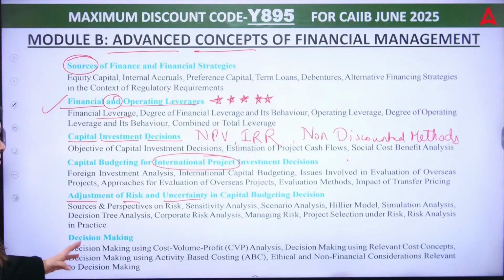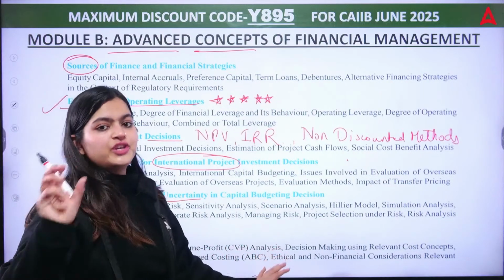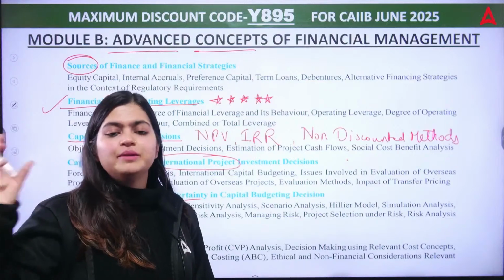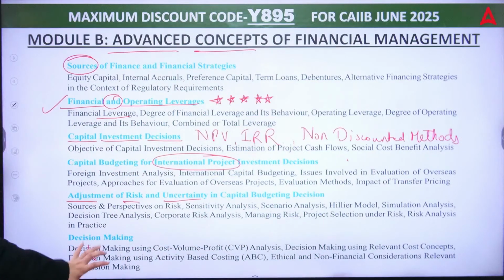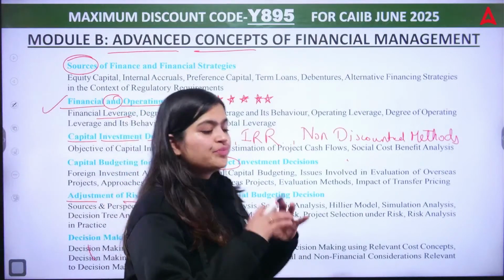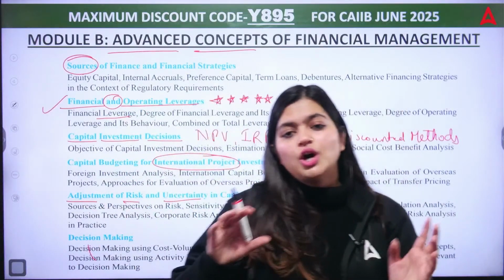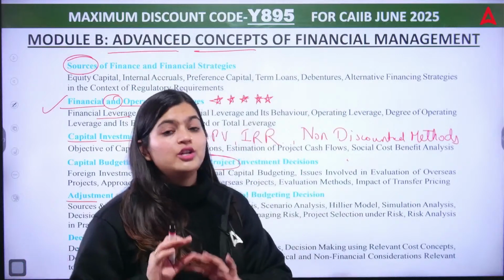Then last is decision making. This is again related to your JIB module D. In that we used to calculate the break-even points. Through that they are calculating in this particular topic. So basically your module D is carrying lots and lots of numerical questions, so you cannot skip it.